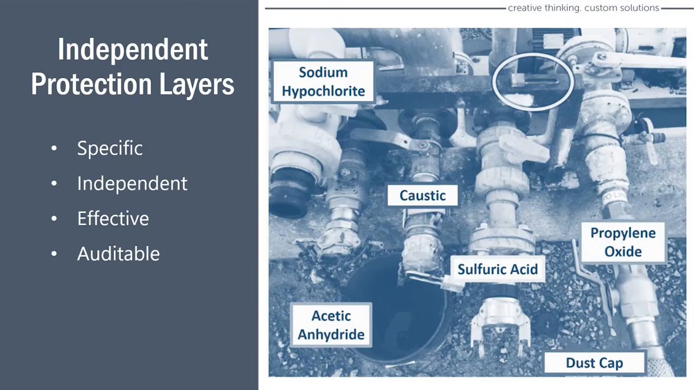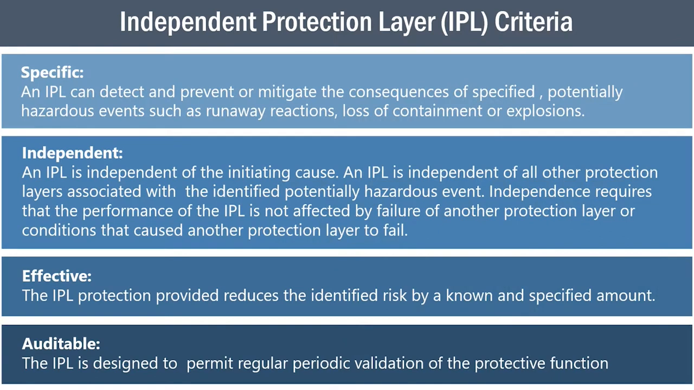So as we talked about, the safeguards are all considered protection layers. And for LOPA, the key is the word independent. So we're going to talk about this a little bit in detail. Independent protection layers are just that. They have to be specific, independent, effective, and auditable. What do you mean by specific? Well, an IPL can detect and prevent or mitigate the consequence of a specified potentially hazardous event, such as a runaway reaction, loss of containment, or explosion. It actually has to do what it's intended to do. So think of a closing of a valve, think of an interlock, think of a dike. Okay, these are all specific items used to control a release.